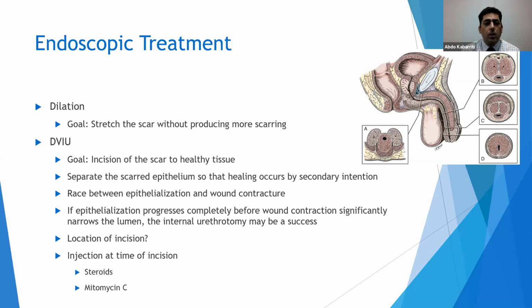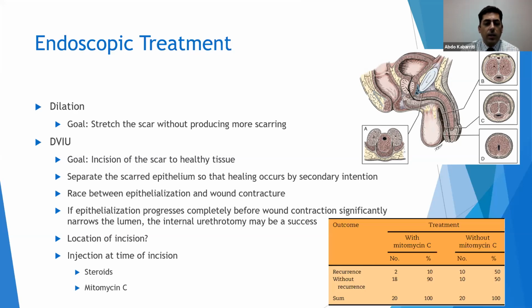Other things that have been looked at with endoscopic treatment are injections at the time of incision. There have been studies looking at steroids and mitomycin C. Here's one study looking at mitomycin C at the time of DVIU. As you can tell, this is a study with a very small number of patients, approximately 20 in each arm. The recurrence rate in patients who got mitomycin C was 10%, whereas in patients who did not, it was close to 50%. But I would say these studies are very, very small, and we would need better studies to make it routine care.